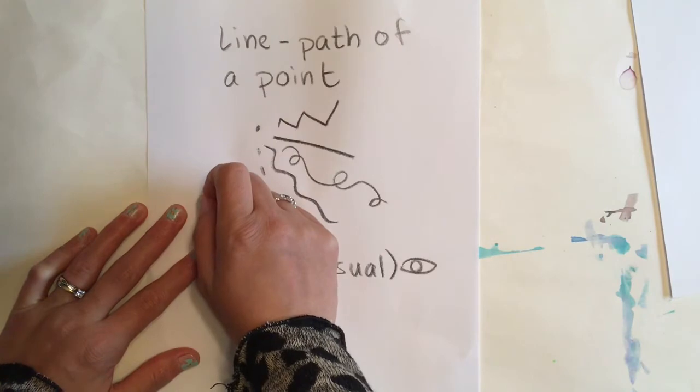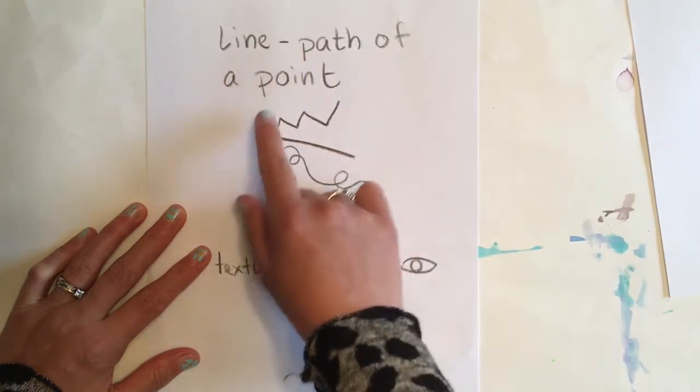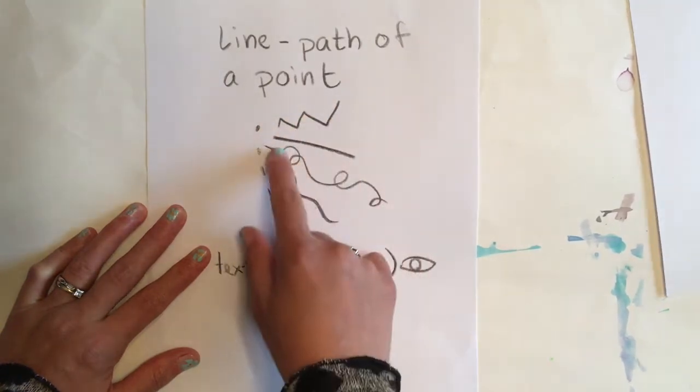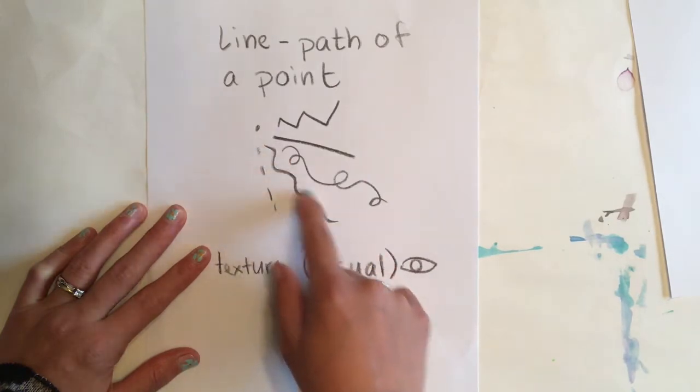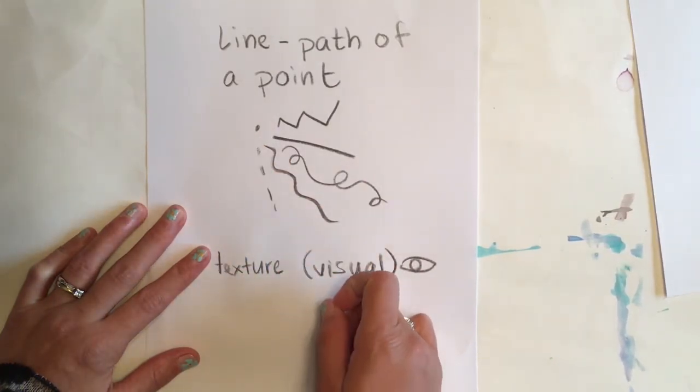So you may remember from kindergarten and first grade review that line is the path of a point. So this point right here is starting out. It could go a zigzag path, straight path, curly path, wavy path, dotted path. It has lots of choices, different kinds of lines.